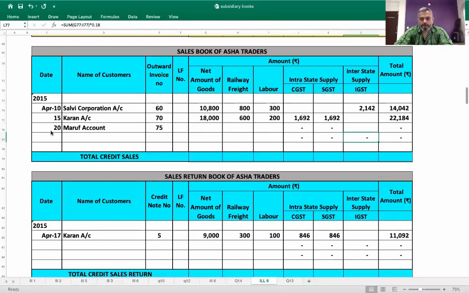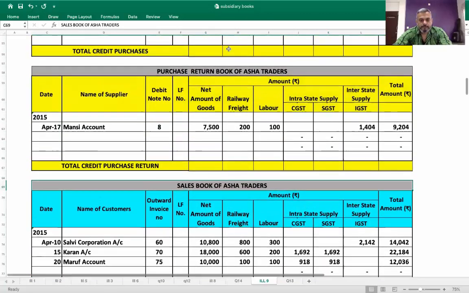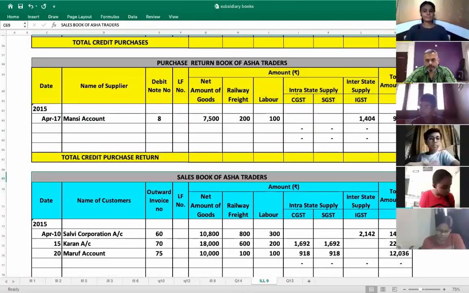Now Maruf is intrastate, amount is 10,000. Railway freight for Maruf is 100 and labor also 100. Total 12036 in sales book. Any doubt? Any one of you? Should I proceed?